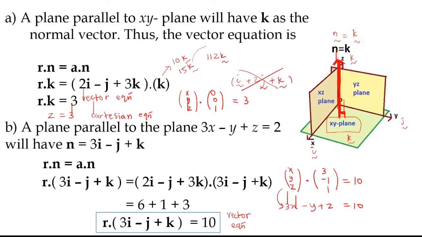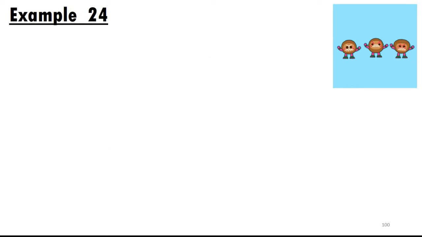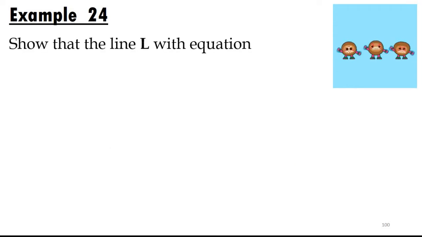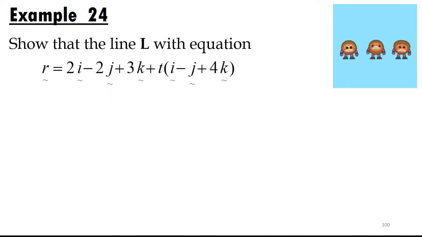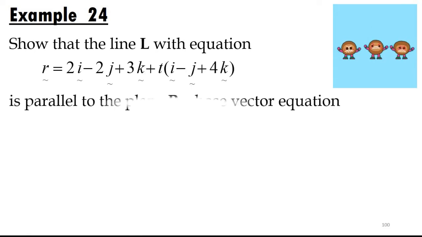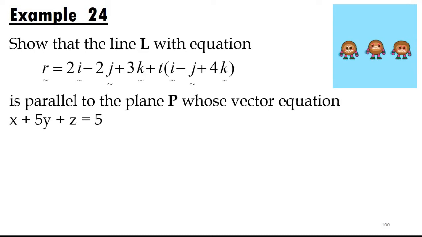Kita tengok example 24 pula. Okay, example 24. Show that the line L with equation R. Okay, ni equation untuk line L. And then is parallel to the plane P whose vector equation x plus 5y plus z. Kita nak kena show. Macam mana kita nak show satu plane dia parallel dengan satu line.